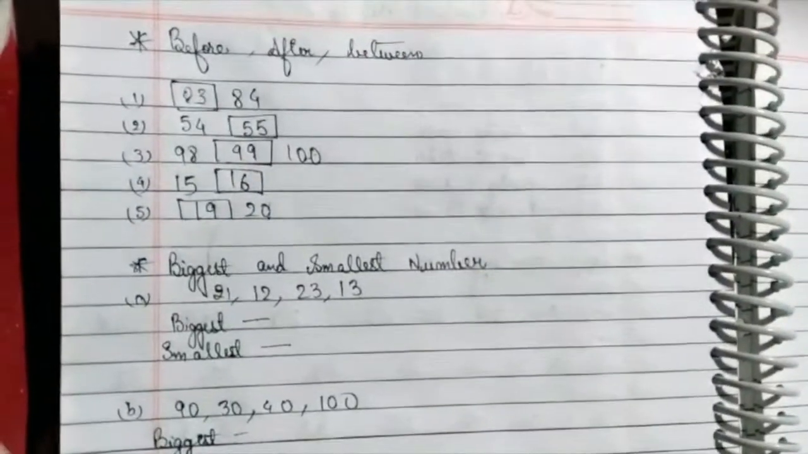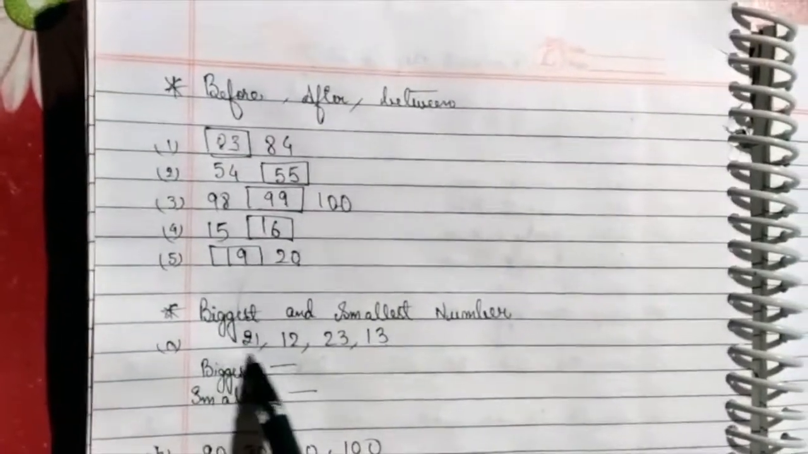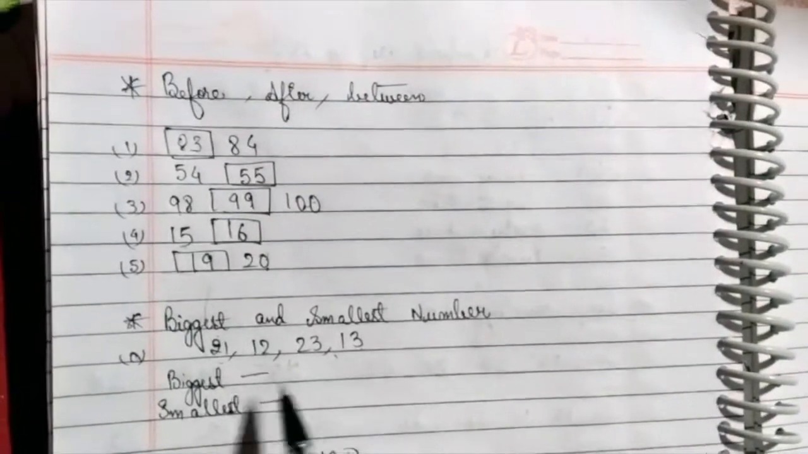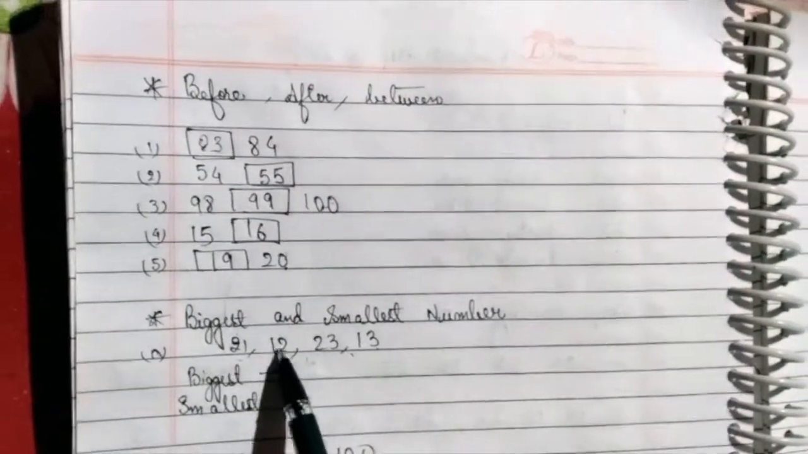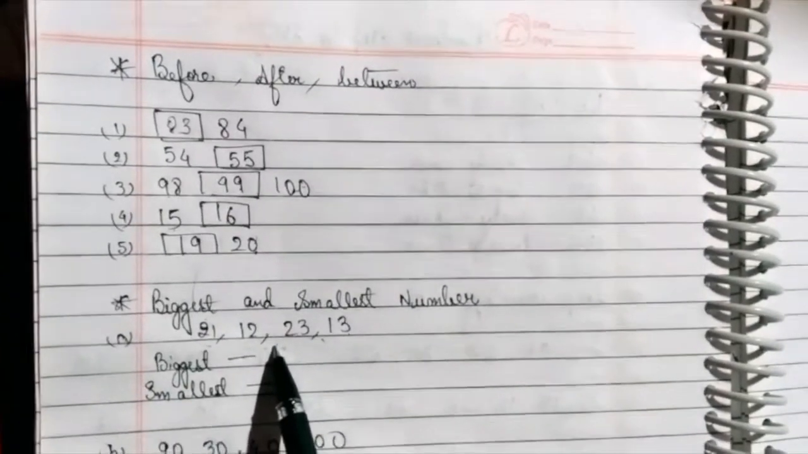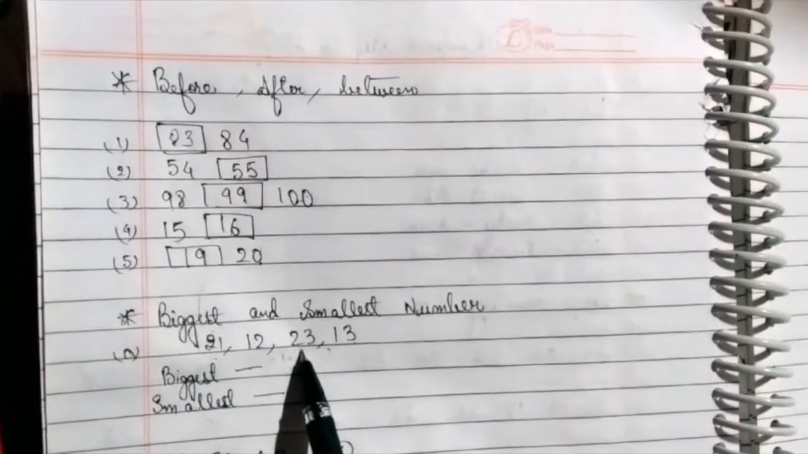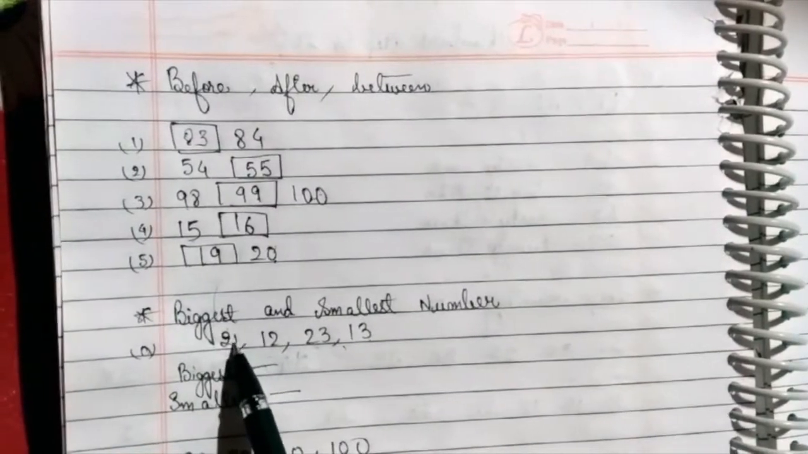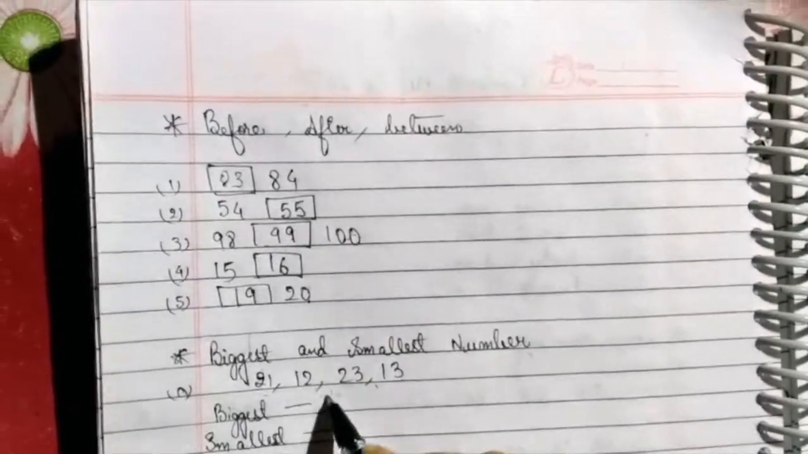Okay, now let's move to the next part. This is biggest and smallest number. We have to choose which number is the biggest among these numbers and which is the smallest. So 21, 12, 23, 13. We will compare the tens digits 2, 1, 2, 1. Between 1 and 2, 2 is the biggest. So we will now compare 21 and 23. Both have 2 in the tens place. So we compare the ones place. Here it is 1, here it is 3. Which is bigger? 3 is bigger. So the biggest number is 23.